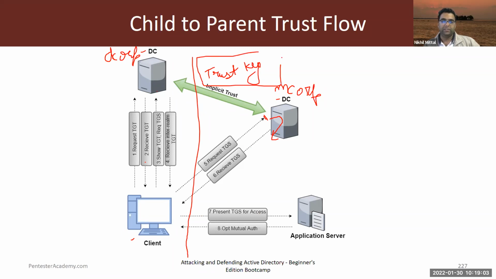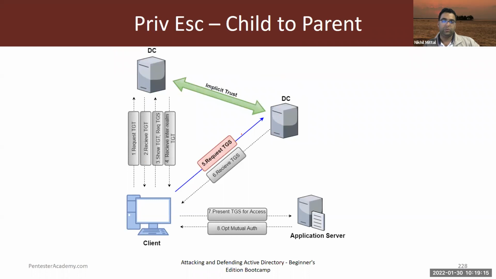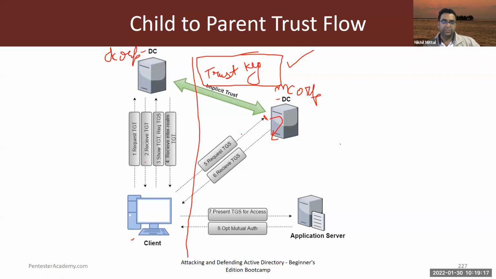So once again, the trust key is the source of truth here. And that is the step that we are going to abuse. That means if we have access to the trust key, we can skip the first 4 steps. We can forge our own inter-realm TGT and present it to the forest root. Once again, the only validation that the forest root will do is whether it can decrypt the inter-realm TGT, and it will provide you access to whatever you want.